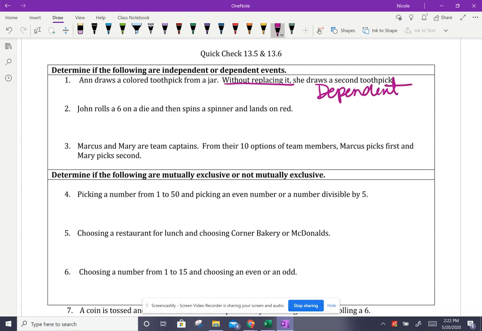John rolls a 6 on a dice and then spins a spinner and lands on red. Does not have anything to do with each other, so independent.